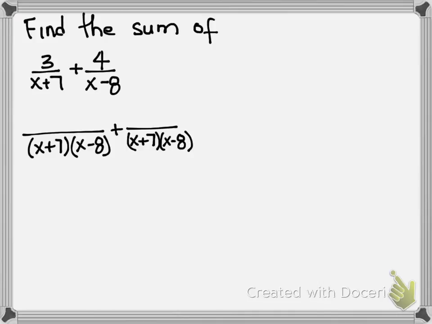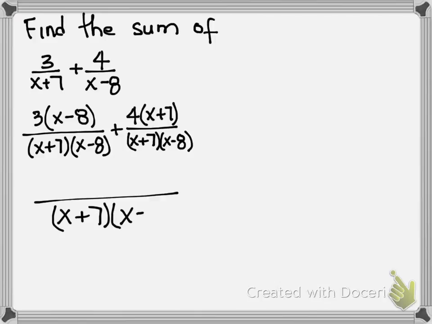So whatever the numerator is on the first expression, I am going to multiply it by x minus 8. And the same thing for the second expression. I multiply the denominator by x plus 7. Whatever is on the numerator, I'm going to multiply it by x plus 7 in this manner. At this point, ladies and gentlemen, the denominators are the same. So all I have to do is follow the distributive property and combine like terms in the numerators.